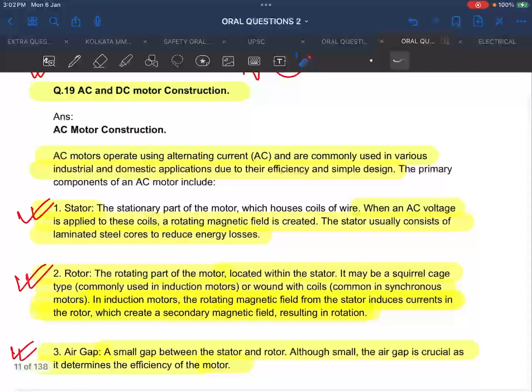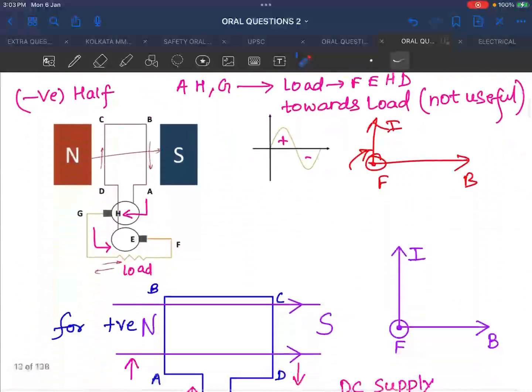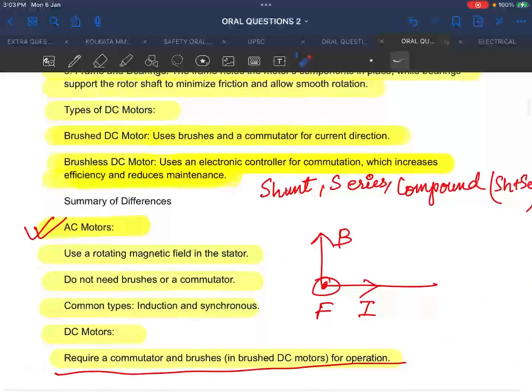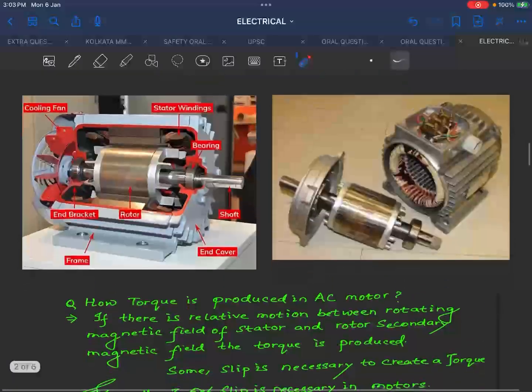Now come to the next question: AC and DC motor construction. What is the AC and DC motor? You know how the AC motor construction looks. I will show you briefly how it looks. I have a photo, maybe I will show you. Wait, this is the AC motor construction.